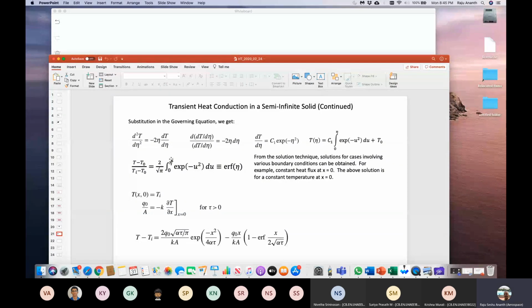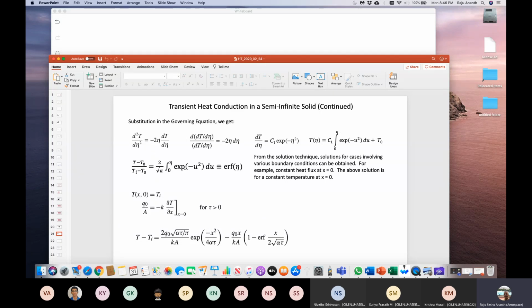That's the reason. So at x equal to infinity, what should be the temperature? It should be unity. It should be Ti. It should go to 1. That is the reason a 2 over square root of pi comes in as a normalizing factor in front of the integral. Now there are other boundary conditions that we can work with, a little bit more complicated.